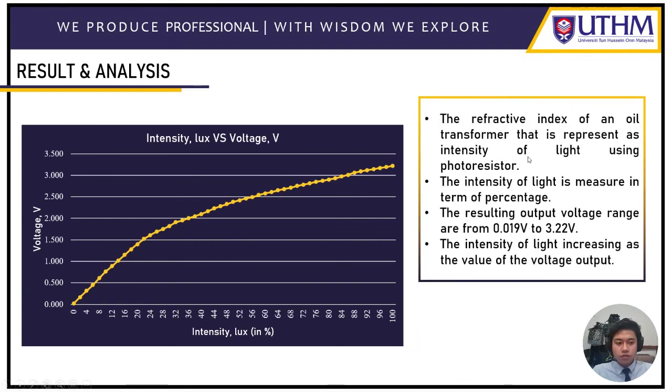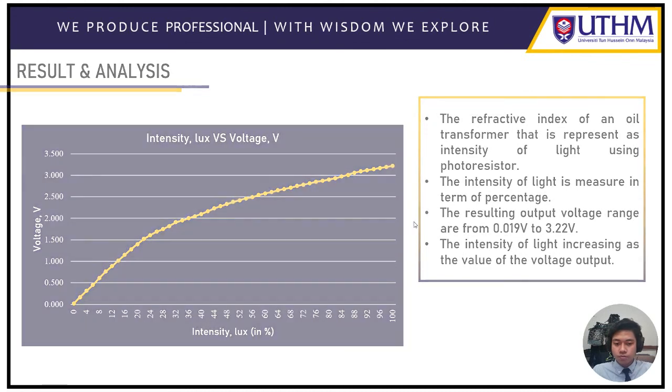The refractive index of the transformer oil is represented as intensity of light using a photoresistor. The intensity of light is measured in terms of percentage. As you can see, the x-axis is in percent intensity, and the voltage is on the y-axis. The resulting output voltage ranges from 0.01719 volt to 3.22 volt. The intensity of light increases as the voltage output increases.